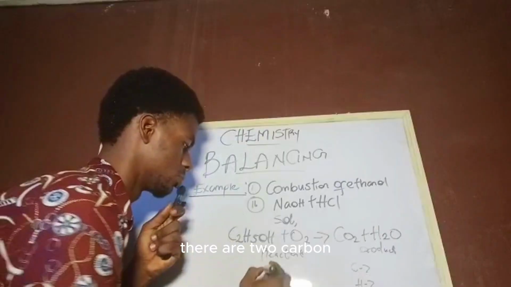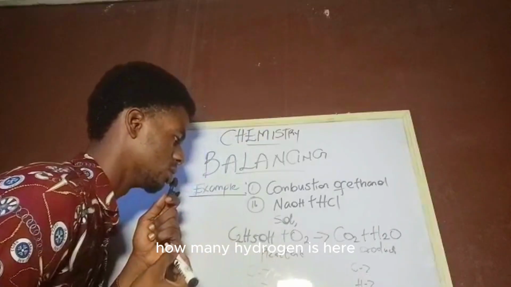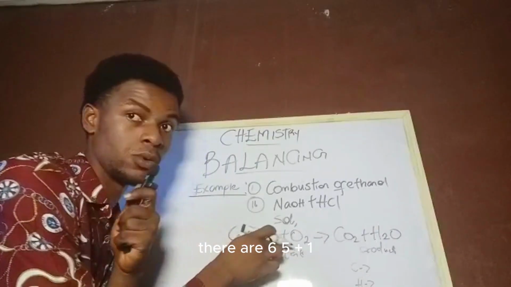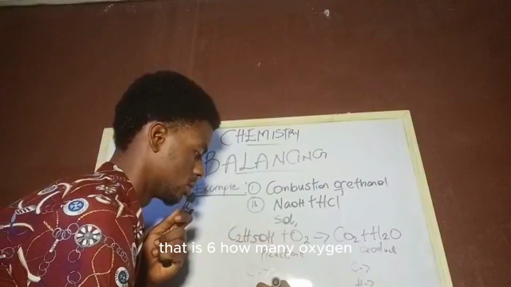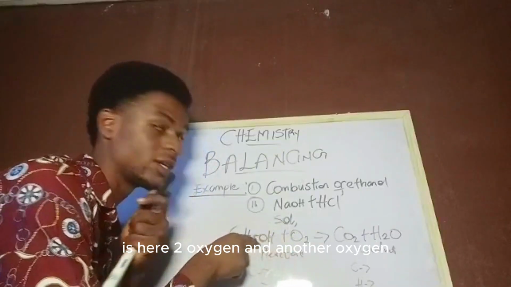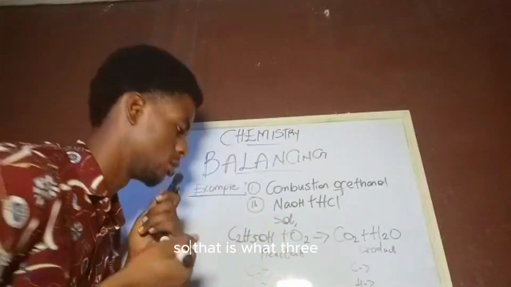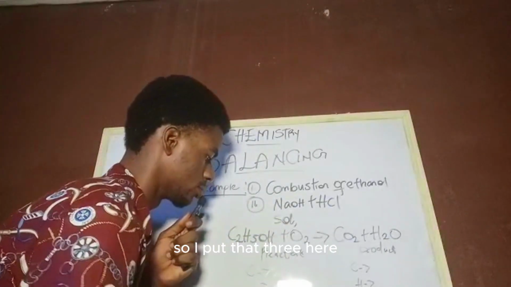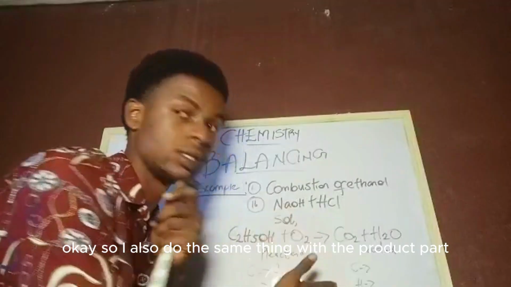Now, how many carbon is here? There are two carbon. How many hydrogen is here? There are six. 5 plus 1, that is 6. How many oxygen is here? 2 oxygen and another oxygen. That is what? 3. So I'll put that 3 here. Okay. So I'll also do the same thing with the product part.